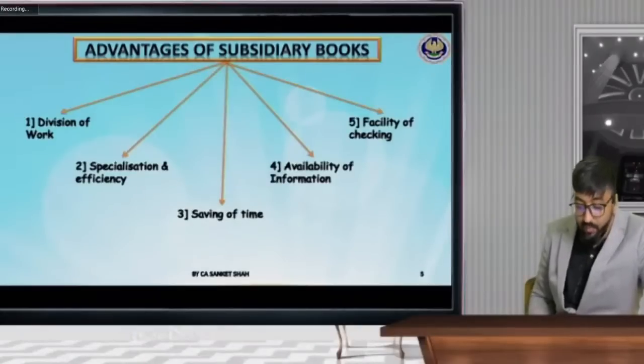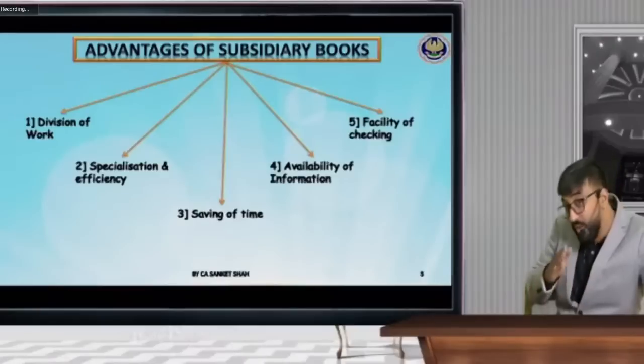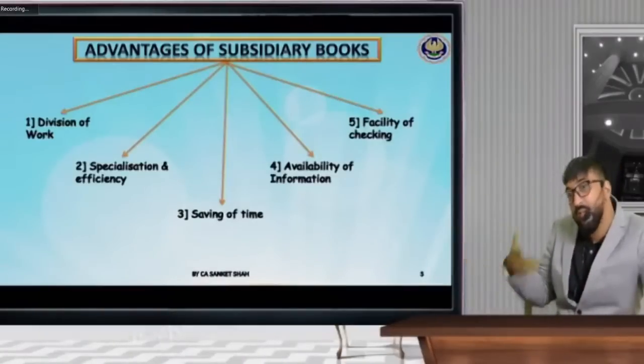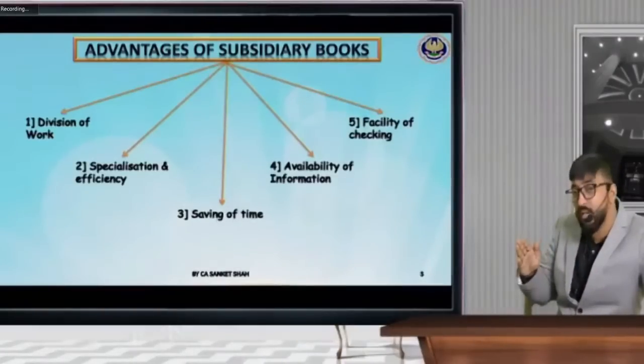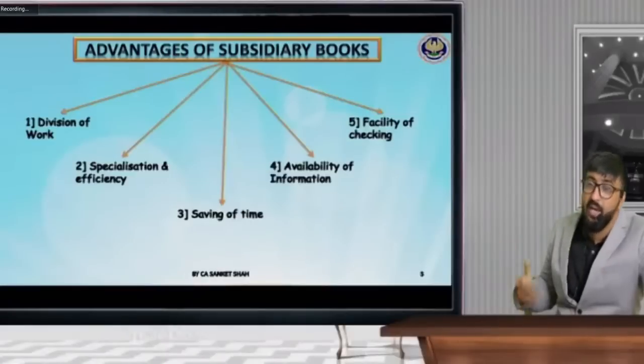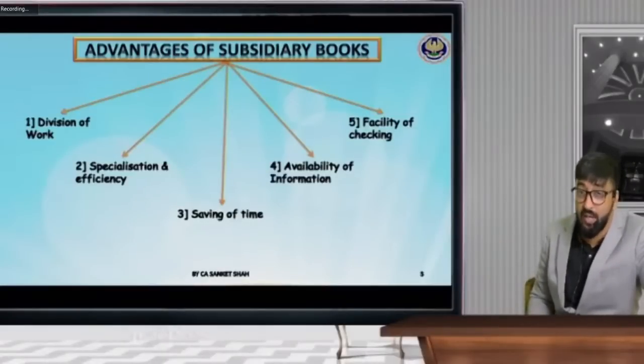So division of work. If there are separate files for separate bills, it's a division of work. Separate register: purchases separate, sales separate. So it is very easy instead of journal entries. Specialization and efficiency, saving of time.